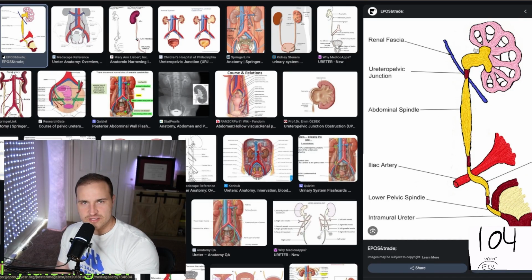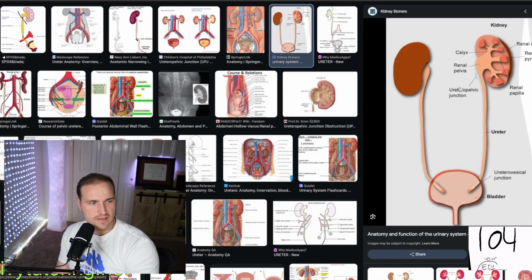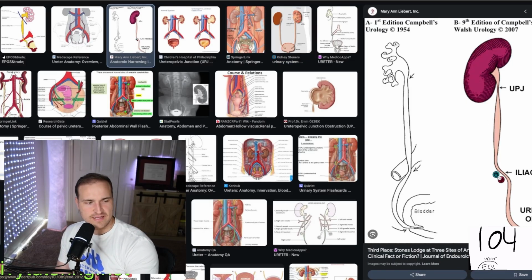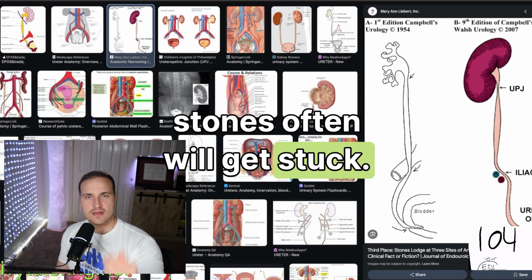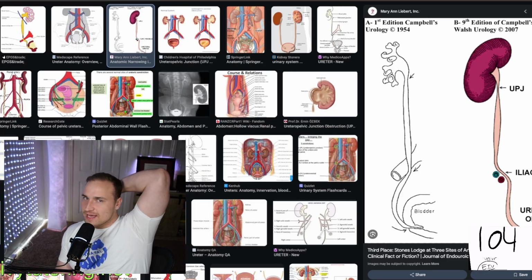So this uteropelvic junction, that's where the renal pelvis meets the ureter. You can see it right here. Uterovesicular junction, that's where the ureter enters the bladder. And then the pelvic brim is where the ureter crosses the external iliac vessels. All right, so those are the big 3 sites, the ureter narrowing sites, and that's where the stones often will get stuck. And so in this question, they're going to be like, hey, we got a stone.